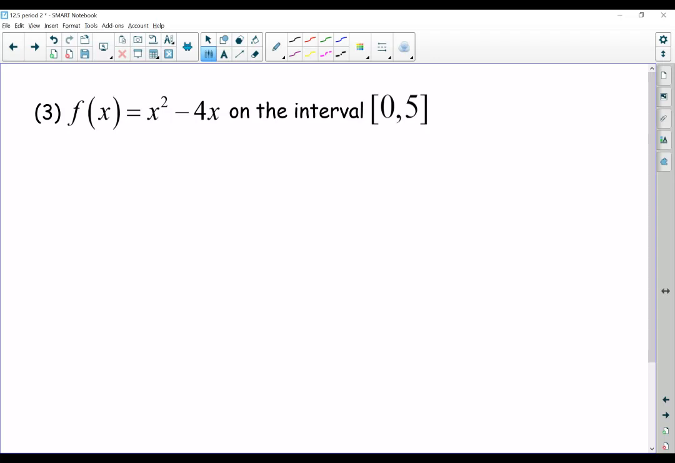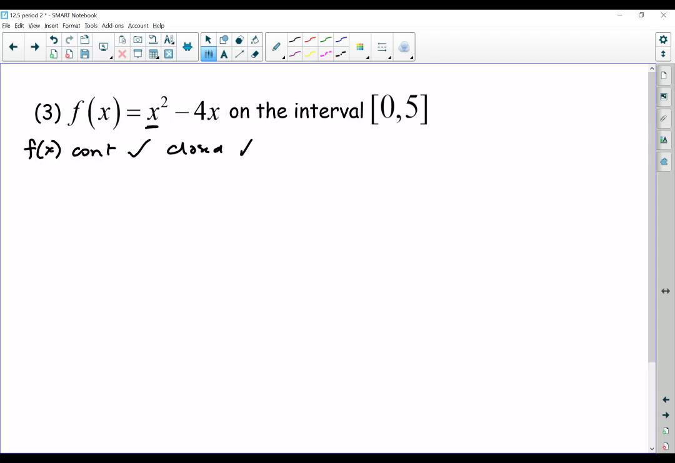So are we guaranteed to have absolute maxes and mins? I'm going to ask myself, okay, is f of x continuous? And the answer is yes. It's a quadratic function that's continuous. Is it closed? Yes. Okay, good. Then EVT applies. We're guaranteed to have an absolute max and an absolute min. We'll have both in this function.